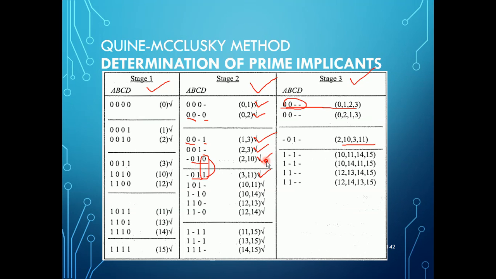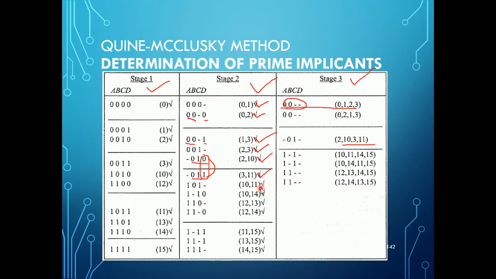Can 2 10 be combined with other next adjacent terms? 10 11, 10 14, 12 13, not possible, so leave this procedure and go on to the next term, that is 3 11. 3 11 can be combined with others? Not possible, so leave that.